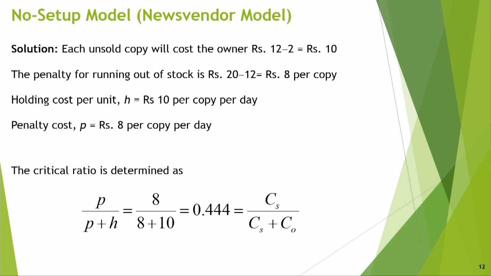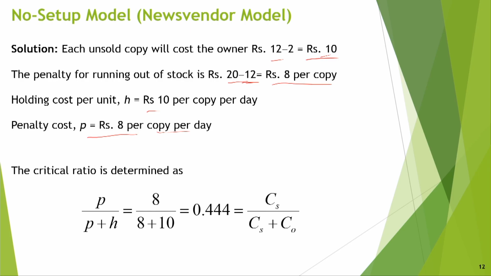So, solution: each unsold copy will cost the owner rupees 12 minus 2, which is rupees 10. The penalty for running out of stock is rupees 20, because he would have earned rupees 20, and 12 was the cost. Therefore, rupees 8 per copy was his profit. Holding cost per unit H is rupees 10 per copy per day. So, holding means each unsold copy costs rupees 10, and penalty cost P is rupees 8 per copy.